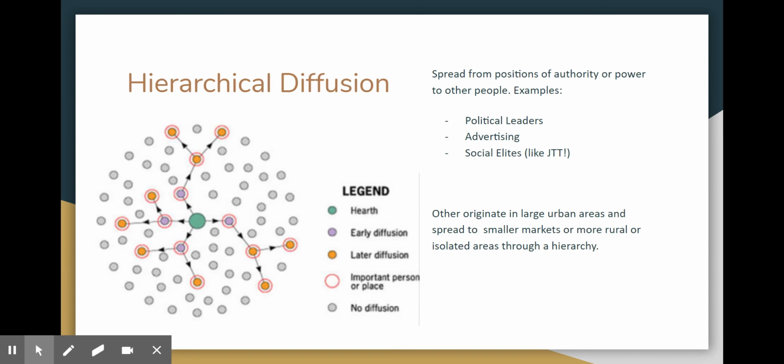So oftentimes hierarchical diffusion, we would say, originates in large urban areas and then spreads to smaller markets or more isolated kind of rural areas. So the way that I think of it is the example I always use is fashion, right? Where do most of the fashion trends in the world start? Probably places like LA and New York City and Paris and Milan and some of the big kind of fashion centers. And then those might kind of diffuse downward to other major cities. And then they end up in like Milwaukee or something later, a few years later. I don't know. So that would be kind of a general hierarchical spread.